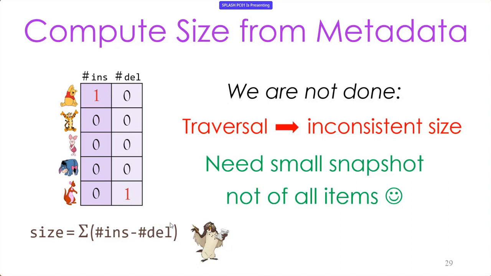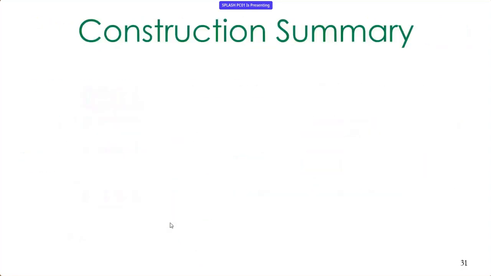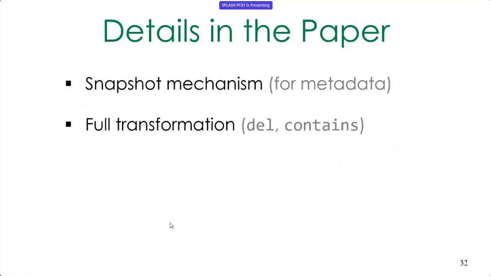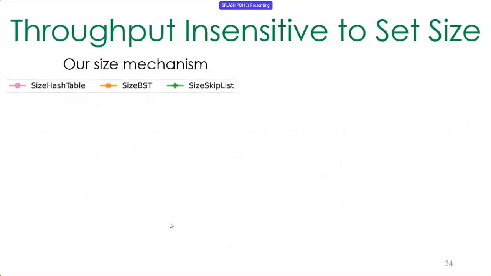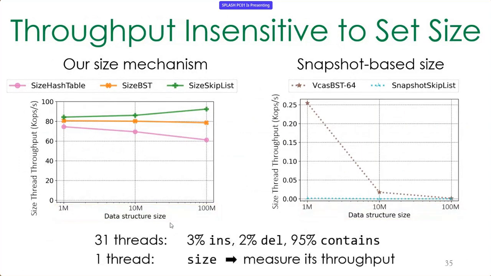One last question. In your evaluation, there was 95% contains population, right? Does that actually modify the counts in any way? So we have the 95% contains, which do not modify metadata, but the 2% and 3% deletions and insertions are the ones that modify metadata.